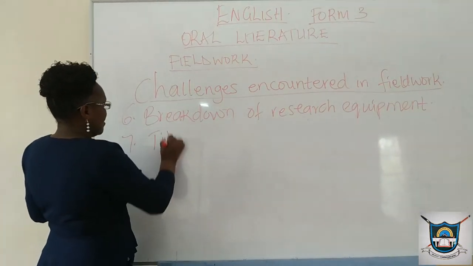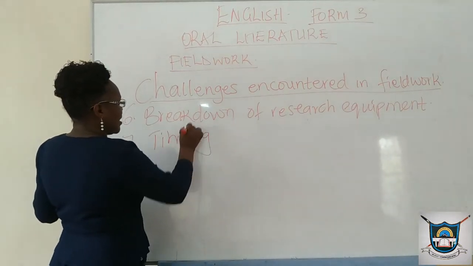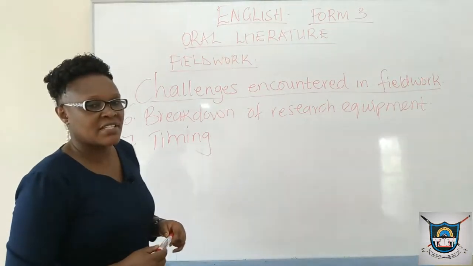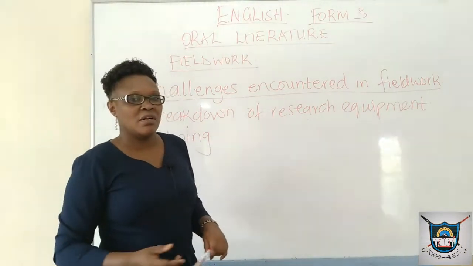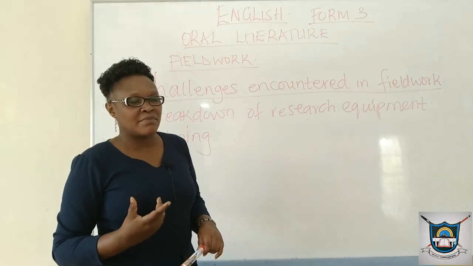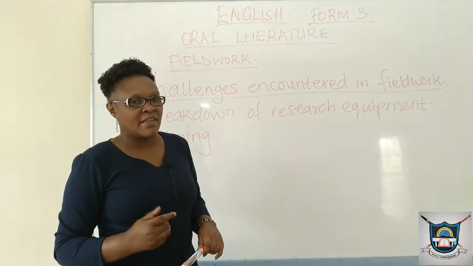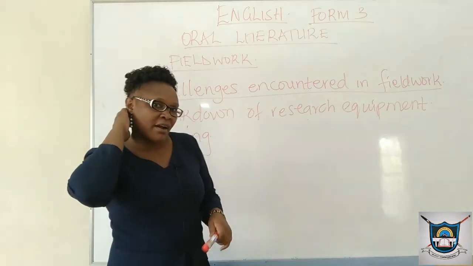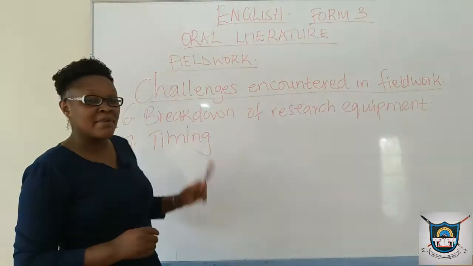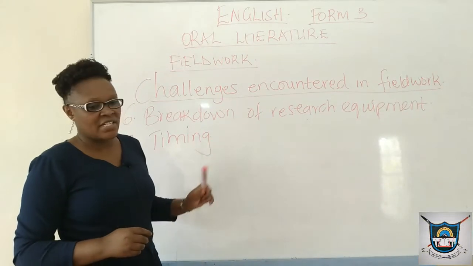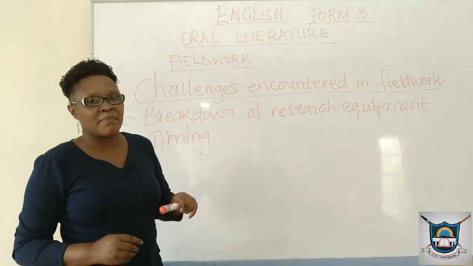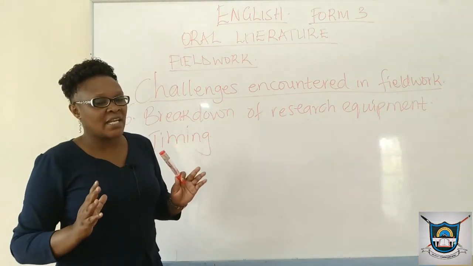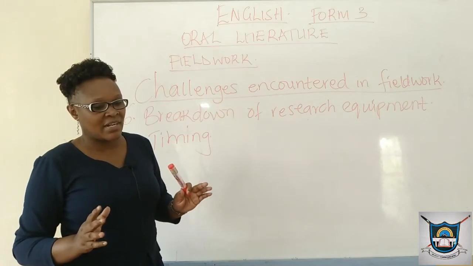Number 7, you may get a challenge in timing. For example, you want to go for a circumcision ceremony, and it happens in December, but you go in November. That time your timing is wrong. So to overcome this challenge, you must prepare well. Get the facts clearly so that you don't get stranded.